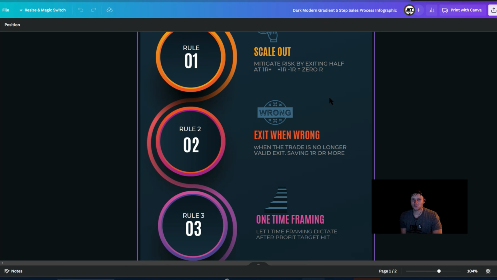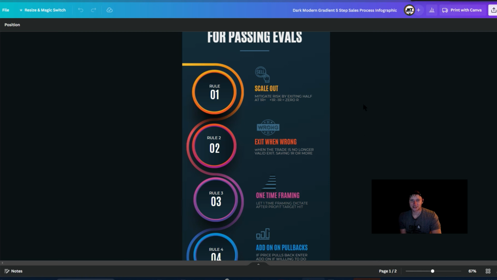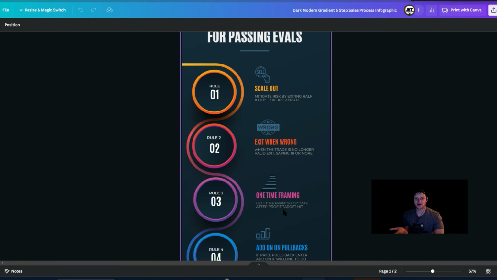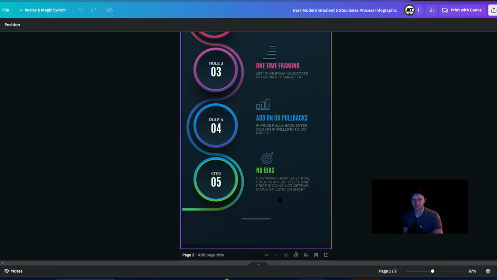Just between rules 1 and 3, let's say you were close to passing evals or you were close to getting a payout. If you implement these, like you're there. All you gotta do is just implement them.